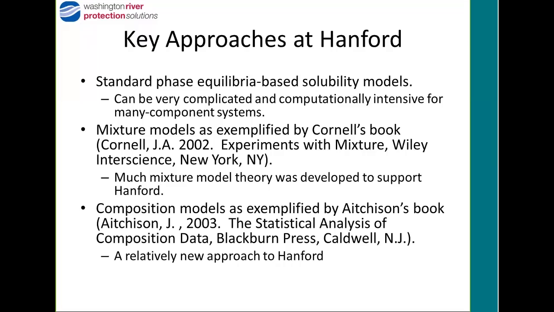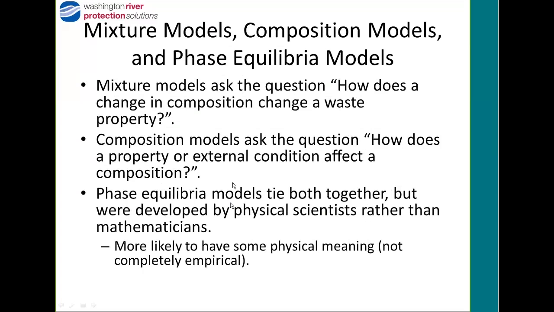This is a relatively new approach at Hanford that we're really recently adopting and finding use for. So what are some of the key questions? A mixture model is defined broadly as something that asks the question, how does a property of a mixture change with the composition? Think of any property you want, viscosity, heat capacity, anything like that.